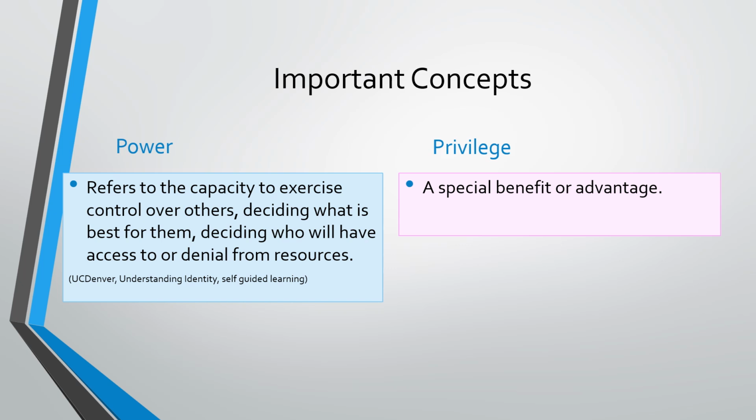The third concept is power. This refers to the capacity to exercise control over others, deciding what is best for them, deciding who will have access to or denial from resources. And lastly, privilege. Privilege is a special benefit or advantage. And these are connected, power and privilege, because in general, the people that have the most privilege in a relationship will also exercise the most power.